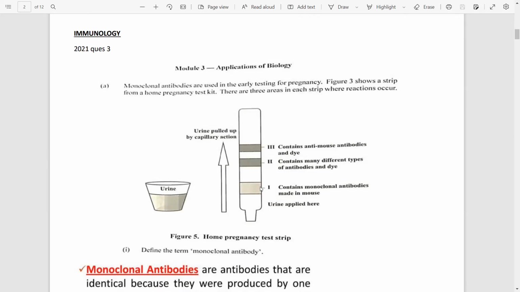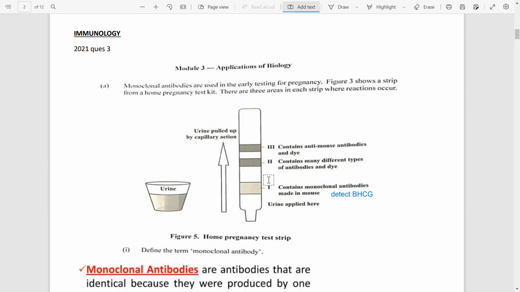So there are 3 bands in the pregnancy kit. So we have 1 band that has monoclonal antibodies that were made in the mouse, and this would be able to detect a specific hormone in the woman's urine if she's pregnant. So the antibodies would be able to detect beta HCG. So if she has beta HCG in her urine, then the antibodies would bind to it. And the antibodies that are bound to the beta HCG would continue on the strip.